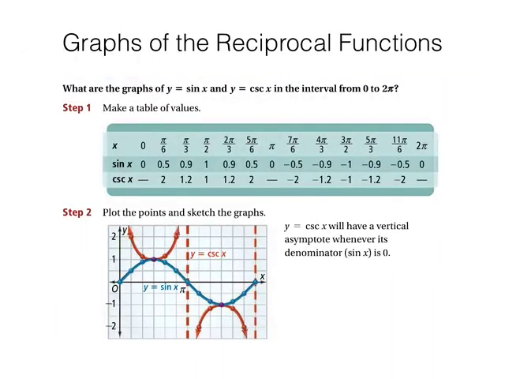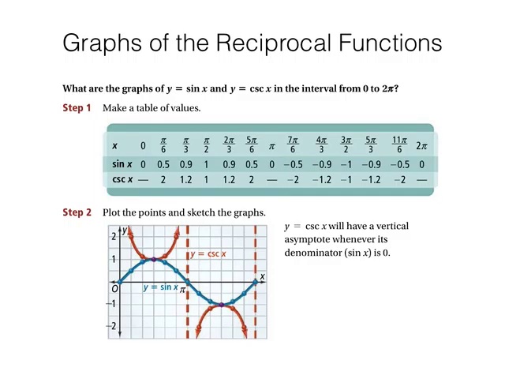What are the graphs of y equals sine x and y equals cosecant x in the interval from 0 to 2 pi? Well, the book beautifully made us a table. So take a look at this beautiful table. So we have our x values in radians all the way to 2 pi by sixths, actually, if you break it all the way up by sixths. And then we have our sine values as decimals, just so we can draw a sketch of the curve, and you can see that here.